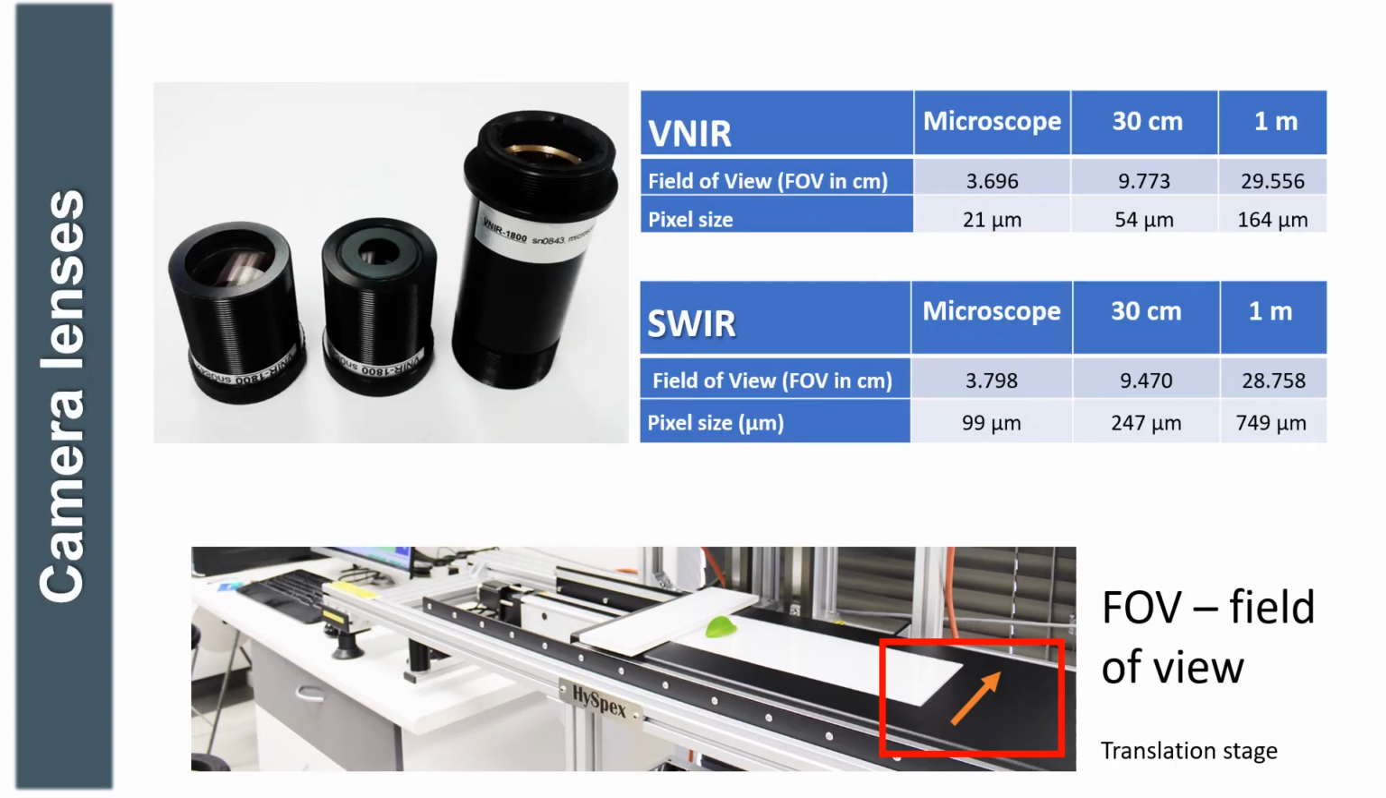Each camera is equipped with 3 different lenses, which determine the field of view. The field of view means how much of the stage the camera sees and also determines how large every pixel is. An example with a microscope lens is that you will be able to see wheat seeds clearly, but any resolution smaller than that is not possible.